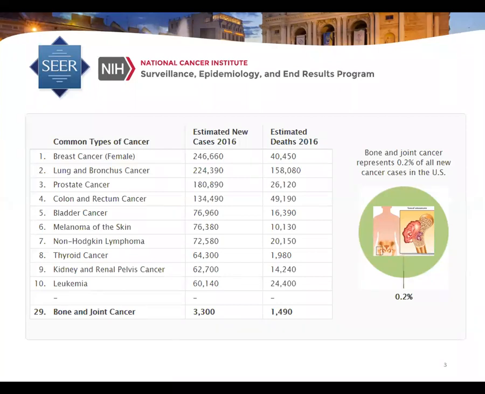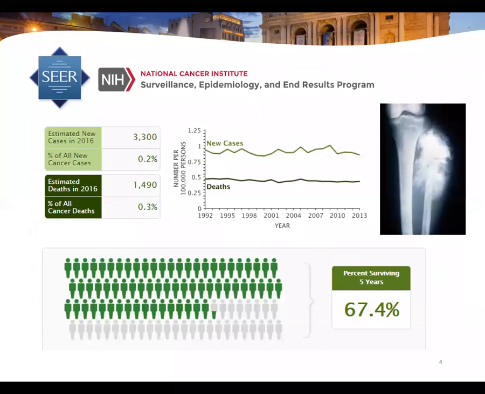And on the first place, we can see breast cancer, lung cancer, prostate cancer, colon and rectum cancer, bladder cancer, melanoma, lymphoma, thyroid cancer, kidney cancer, leukemia, and bone and joint cancer. It's on the 29th place in this chart. However, if we look at the statistics, this is a relatively rare disease.